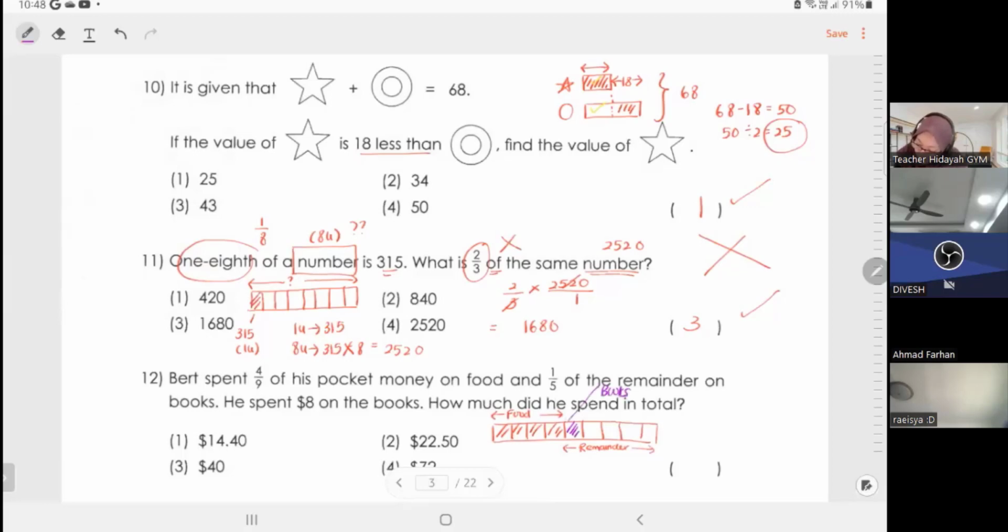So you take note, the food is actually 4 units. The books is actually 1 unit. Then they say he spent $8 on the books. So 1 unit is $8. The whole thing, everything that he spent, is 4 plus 1 equals 5 units. So 5 units is 8 times 5 and I get $40. Number 3 is your answer. Okay.